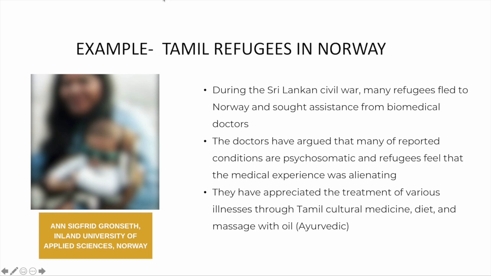And they spoke to Anne Gronseth about the way they've appreciated the effectiveness of treatments of various illnesses through their own Tamil cultural medicine that really draws on the Ayurvedic system that you find in South Asia and places like India that will prescribe various kinds of dietary changes to deal with illness, different kinds of herbal medicines, and massage with oil. They found this effective for treating and reducing the illnesses that they had. So in this kind of context, it's very useful to tease apart disease as the biomedical understanding of disorders and suffering versus illness, which is less ethnocentric, less dependent on a particular biomedical understanding.